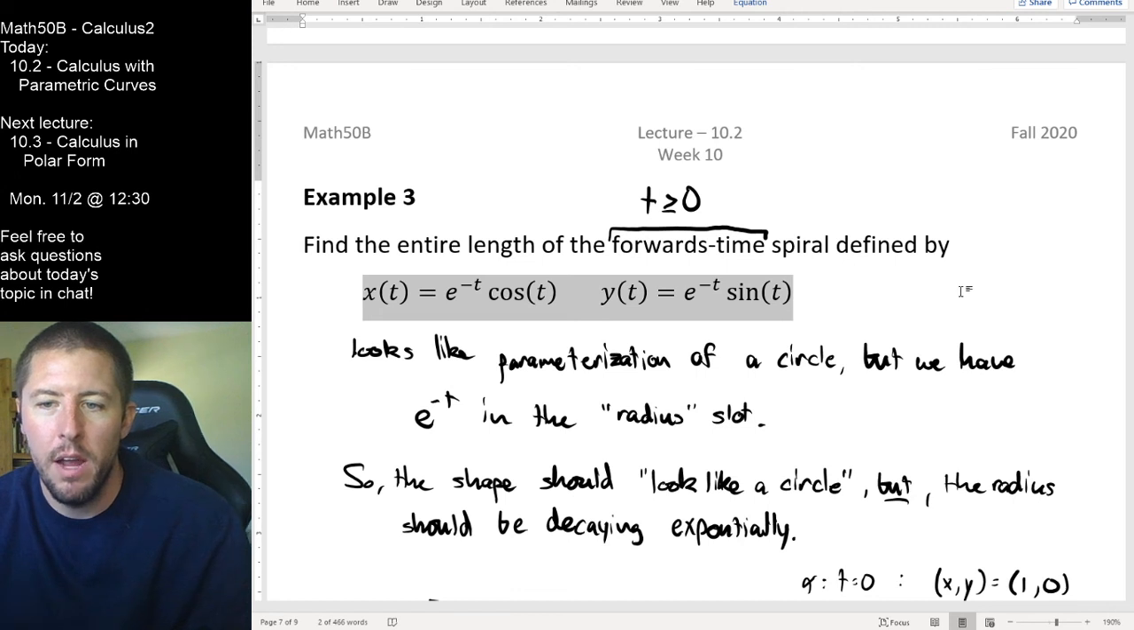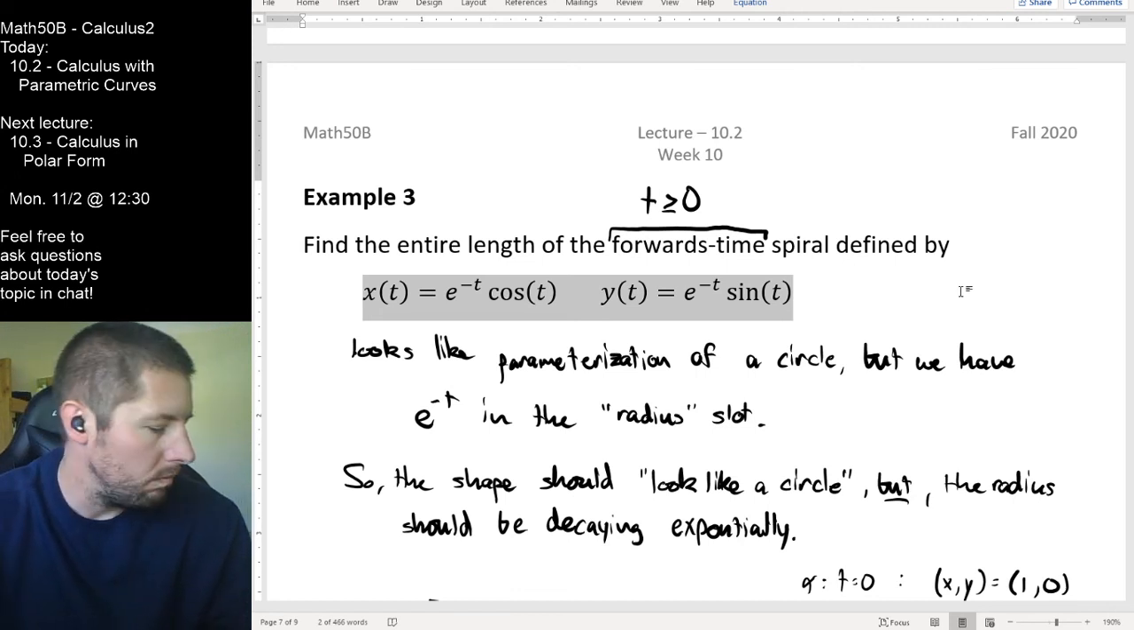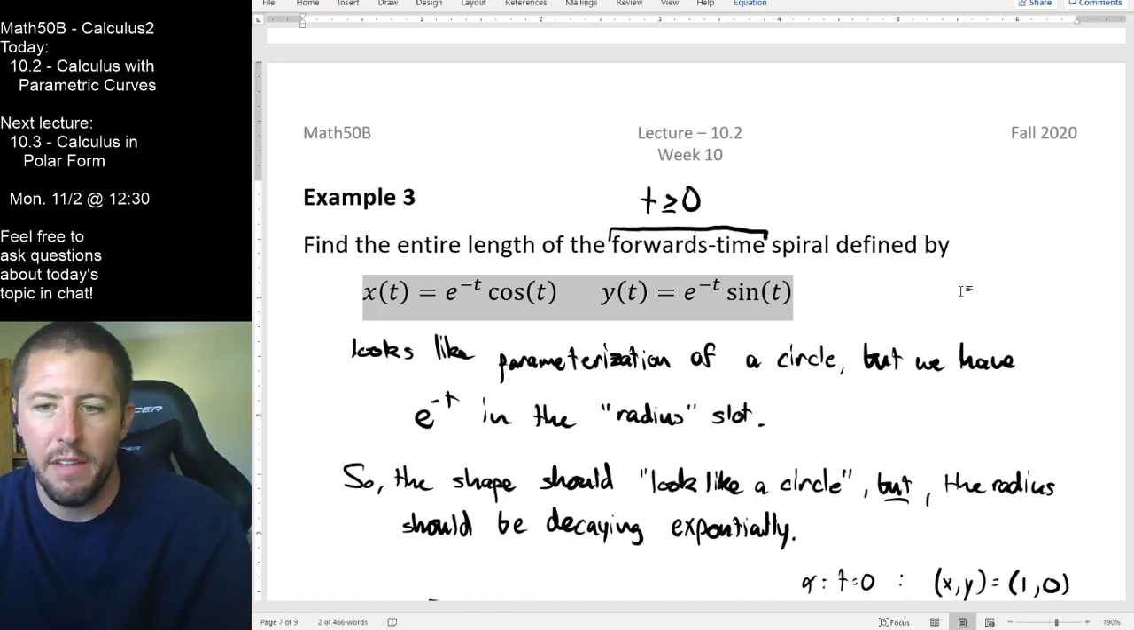So next week we'll hit polar, and we'll hit our introduction to chapter 11 type things there.